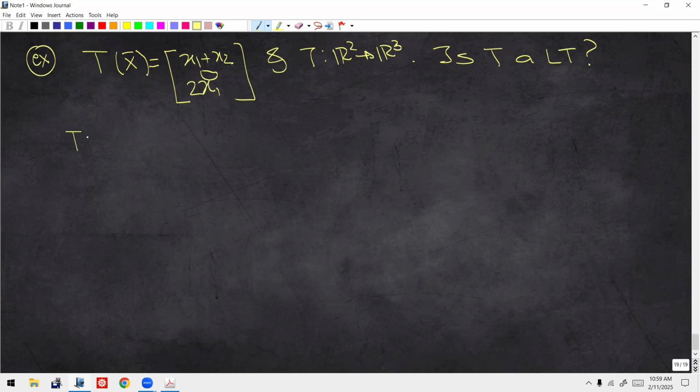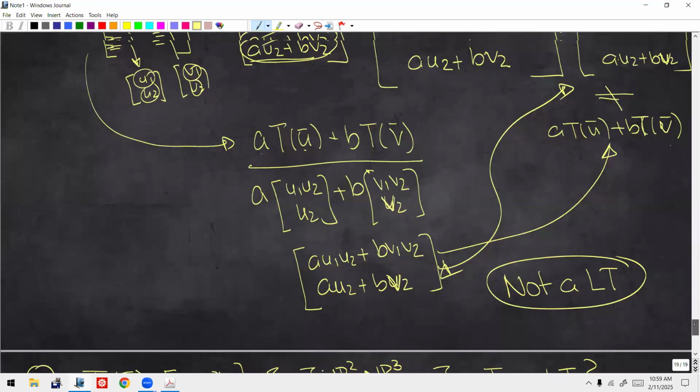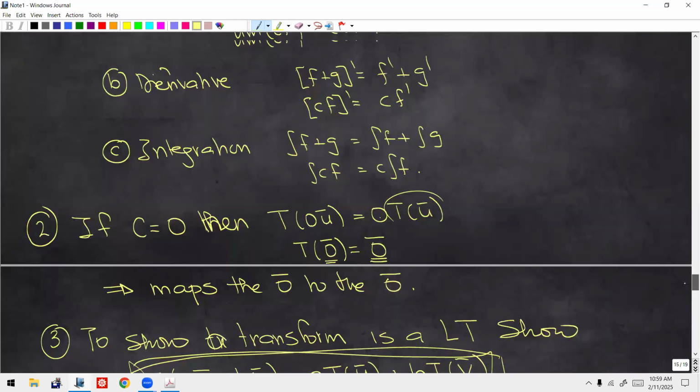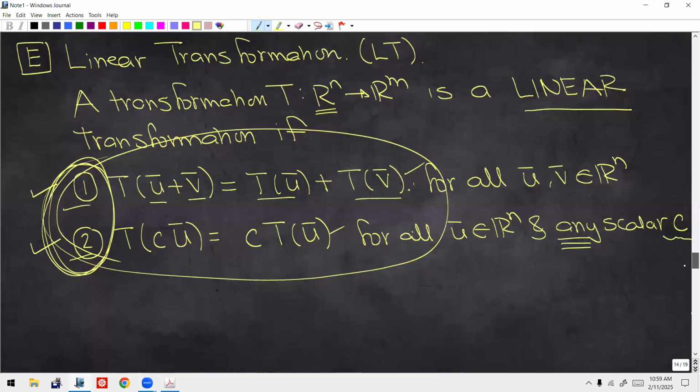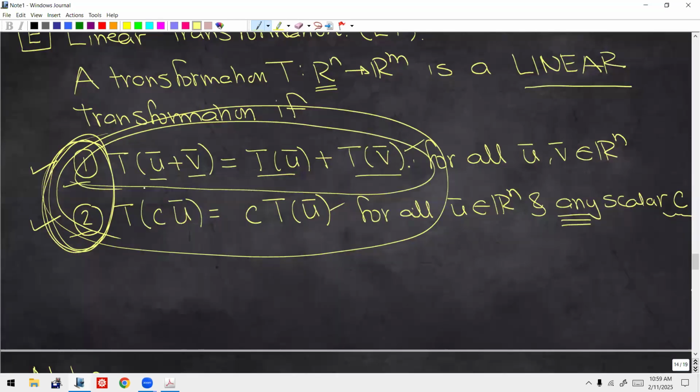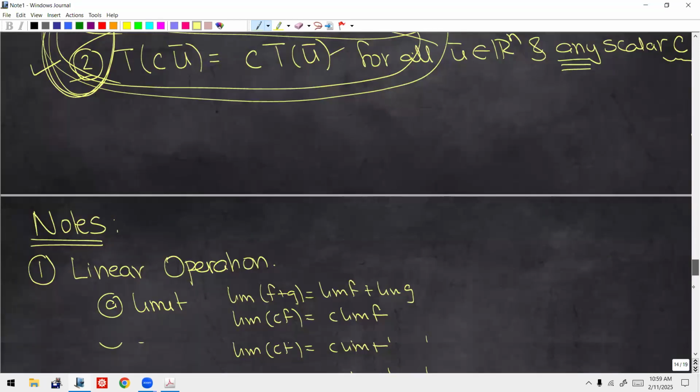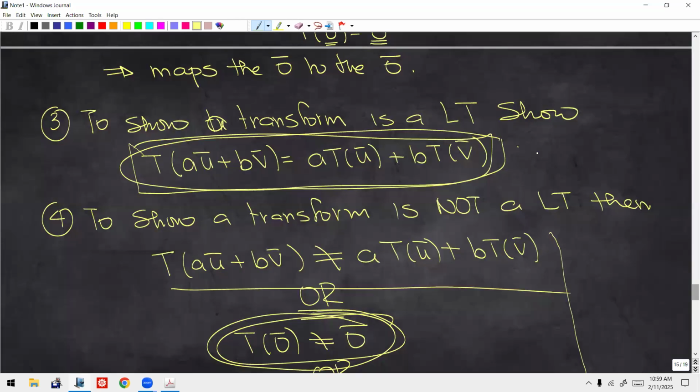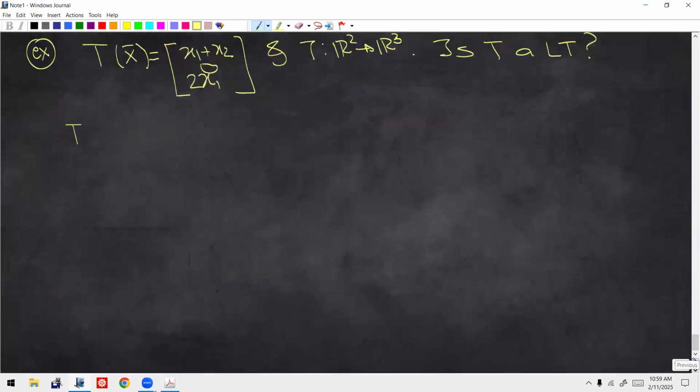So again, I'm not trying to confuse you. I told you before, to show something is a linear transformation, it has to satisfy this condition and this condition. And both of those conditions can be aggregated into one like this. If you don't feel comfortable doing it this way, you can do them separately. In the last example, I did them together. In this example, I'm also going to do them together. I just like to do them together, but it's up to you.